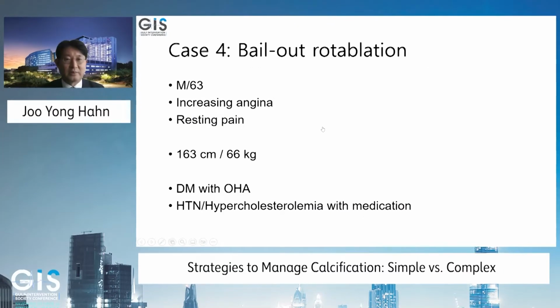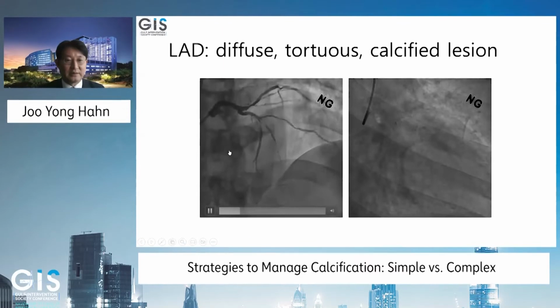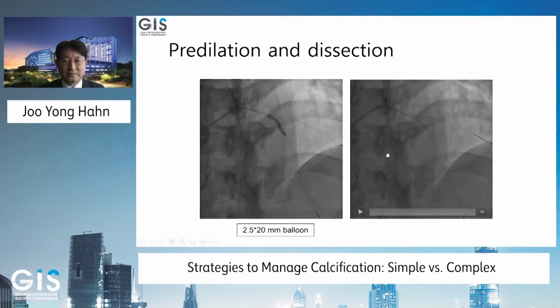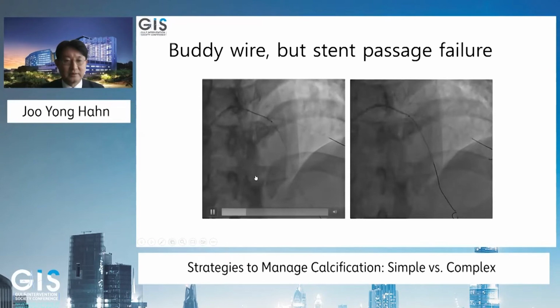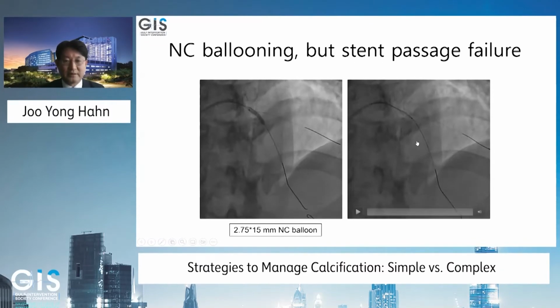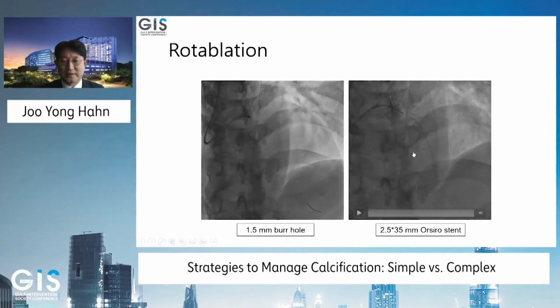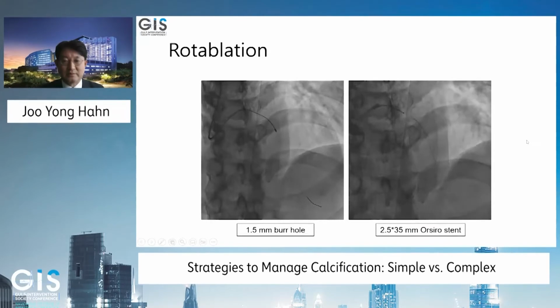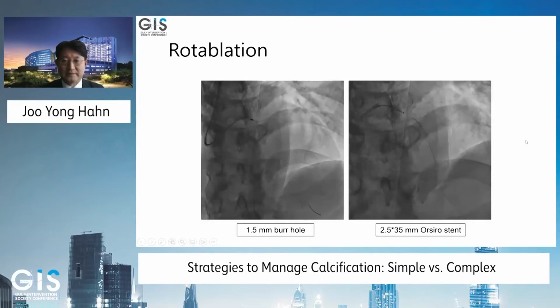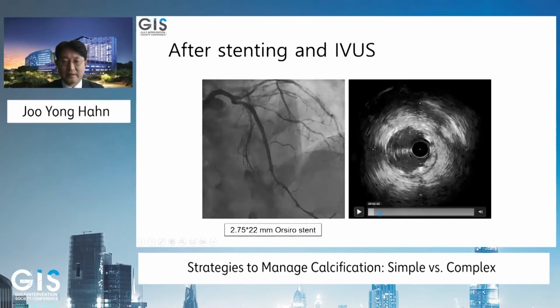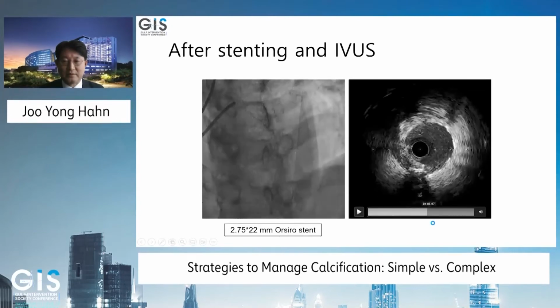Case 4 is a bailout rotablation. A 63-year-old male patient presented with unstable angina. Coronary angiography revealed very tight stenosis in the LAD with calcification. I first performed pre-dilation. After that, substantial dissection occurred. The stent was not passed, even with the buddy wire technique and another balloon. Therefore, I had to perform rotablation despite huge dissection. Fortunately, rotablation was done without complication and the drug-eluting stent easily passed. This is the final angiography that looks acceptable. And final IVUS images showed acceptable expansion without any complications.